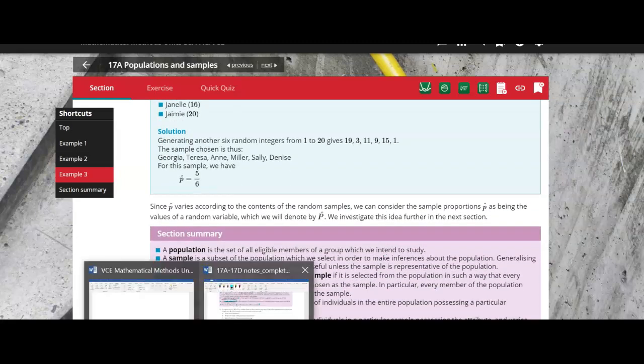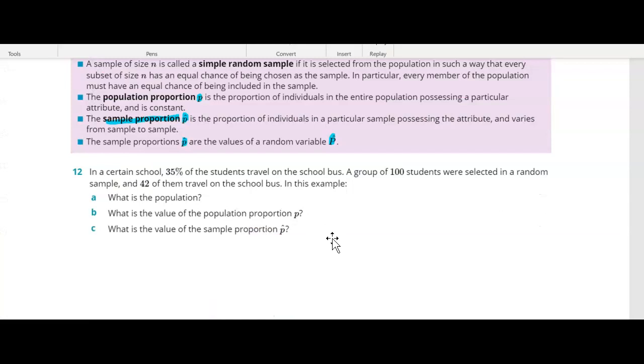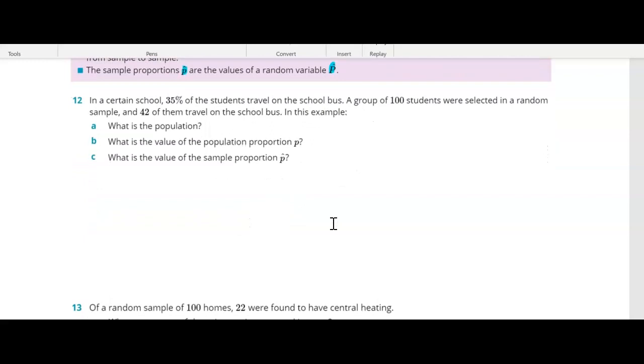All right, so let's go back to the questions. In a certain school, 35% of the students travel on the school bus. A group of 100 students were selected in a random sample and 42 of them travel on the school bus. Let's highlight that important information. We've got 35% are on the school bus, 100 students were selected in a random sample, and 42 of them travel on the school bus.